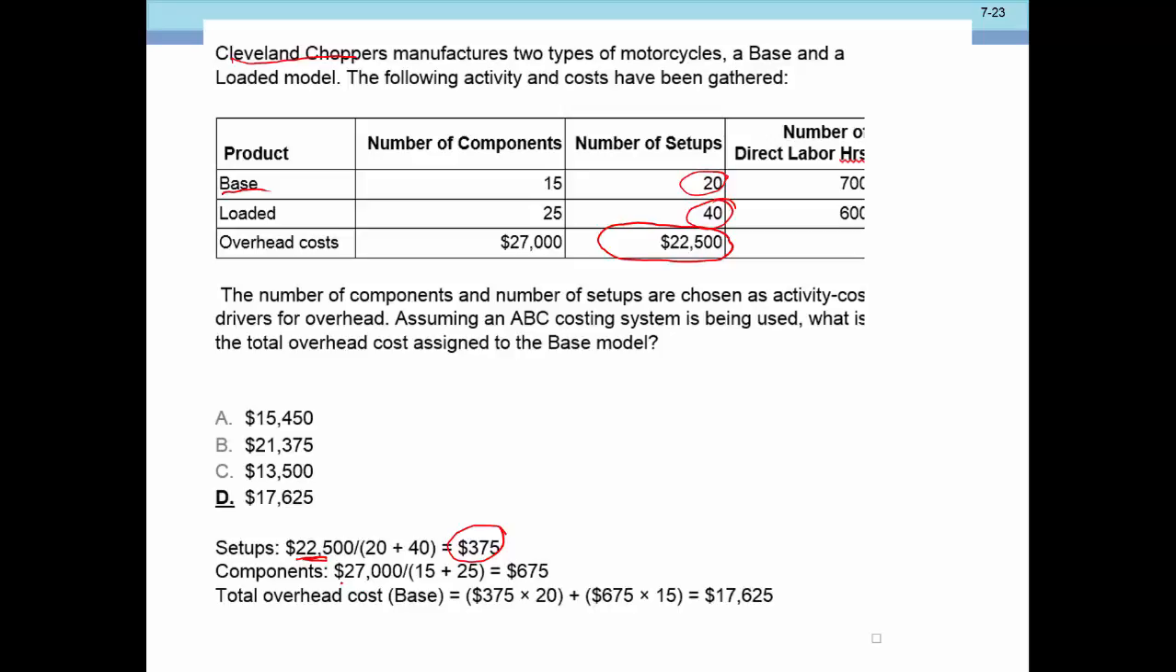We do the same thing for the components here, which is the 27,000, and then the base there is the 15 and the 25, and that's 675. And then to come up with the amount of overhead allocated to the base, they had how many setups? 20 setups, right? Times the 375, and 15 setups times the 675, right?